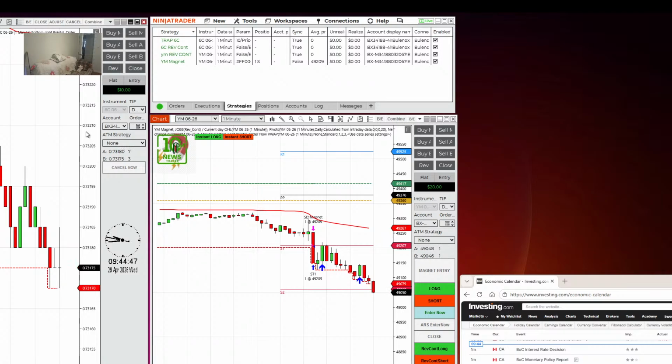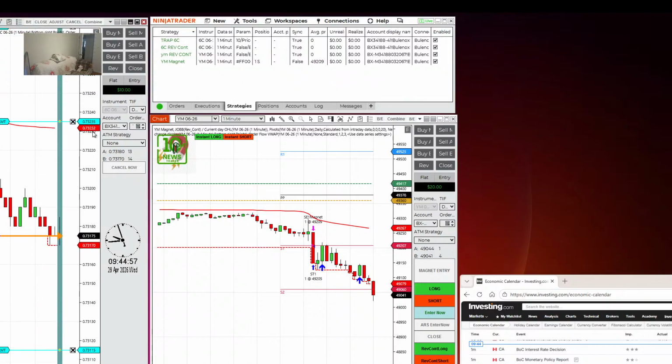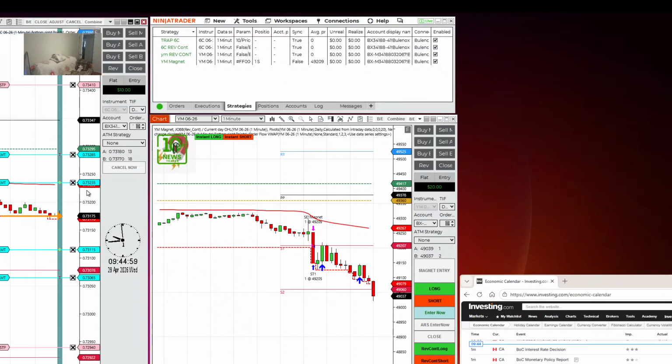It's possible we could get a good move. You never know. That's the fun of trading Bank of Canada this way. I'm waiting for my orders to hit the chart. Order submitted, and I'm going to shrink my chart down so I can manage the trade.